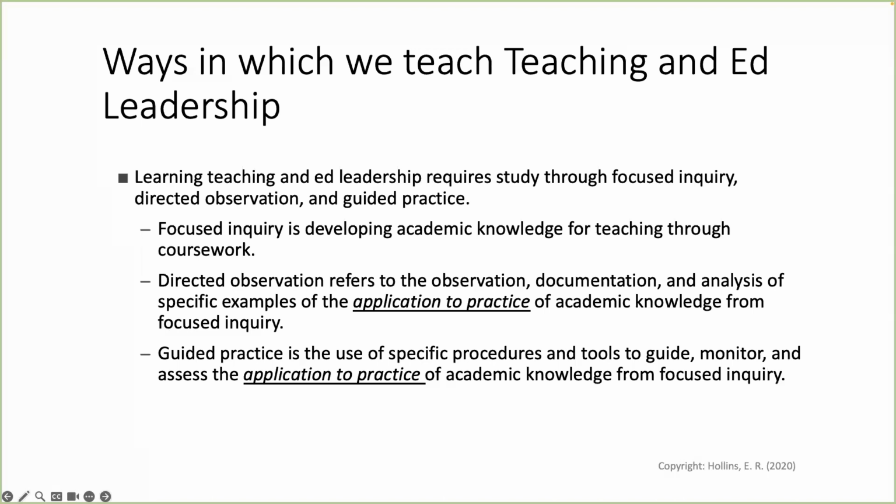Focused inquiry is the study and investigation of academic knowledge that is presented in coursework. This includes reading and conducting research, co-constructing knowledge with others and professors, and presenting what you have learned. Directed observation refers to the observation, documentation, and analysis of specific examples of the application of academic knowledge to practice. Lastly, guided practice is the use of specific procedures and tools with a knowledgeable other as a guide. They monitor and help you self-assess, and then you observe how the application of knowledge to practice from focused inquiry is applied.